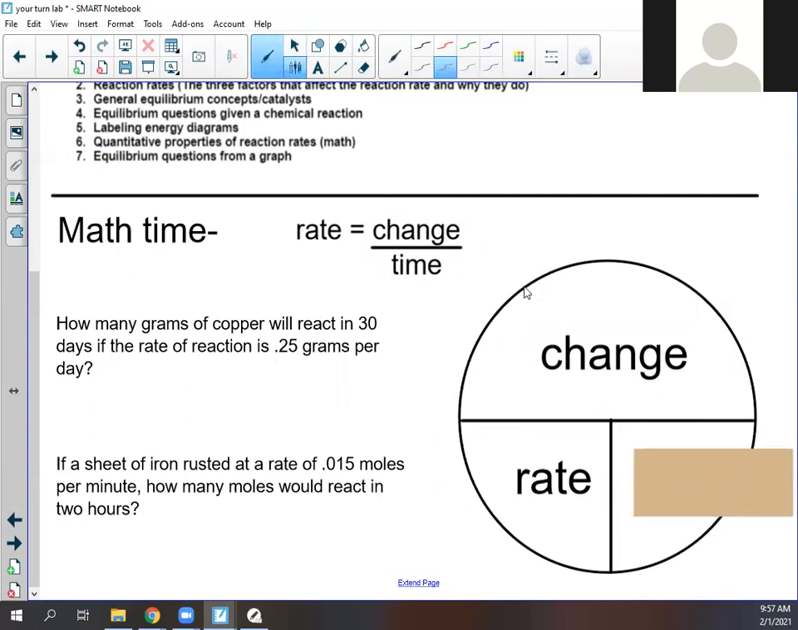The change is always measured in grams or moles or molarity. So if it asks like, how many grams can be made, that would be the change. It's like, hey, I have this rate, this time, how much can I make? All right, like you've done that with your job.